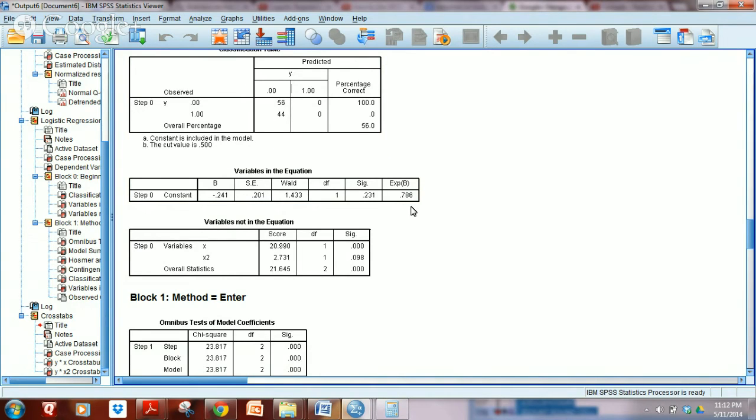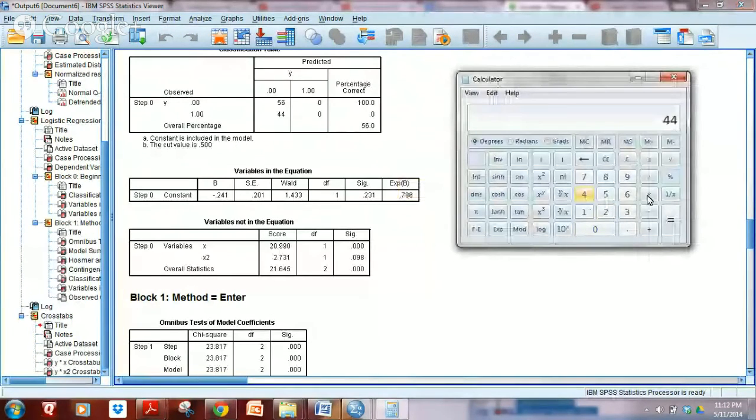And the exponentiated B, which is our odds ratio, is a ratio of our probability of having a 1 over our probability of not having a 1. So in this case, it's 44 divided by 56. So 44 divided by 56 will get us 0.7857, which is this number right here.